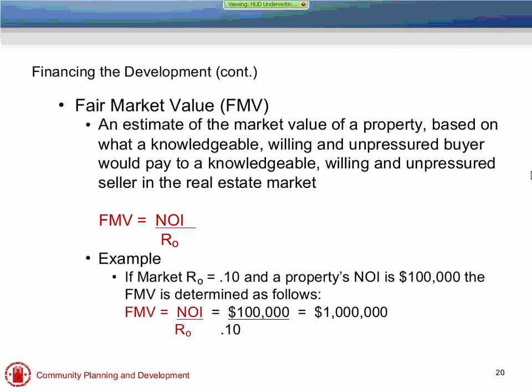And when you think about it, this is all very logical. Why do people buy income-producing properties? Well, they buy them to get income. And the more income that a property generates, the more investors are willing to pay. What a capitalization rate does is it allows us to convert the income stream from a piece of rental property into a value today. So in this example, the fair market value is $1 million. Let's move to the next slide.